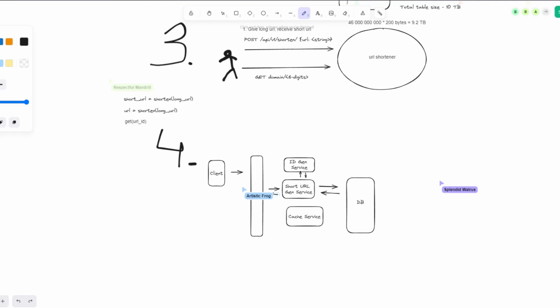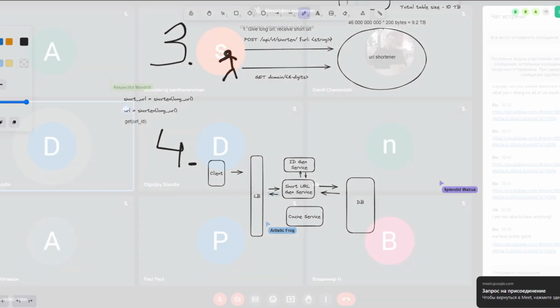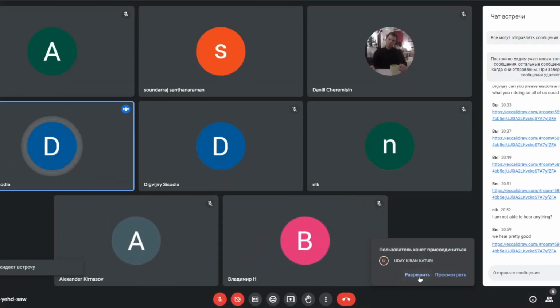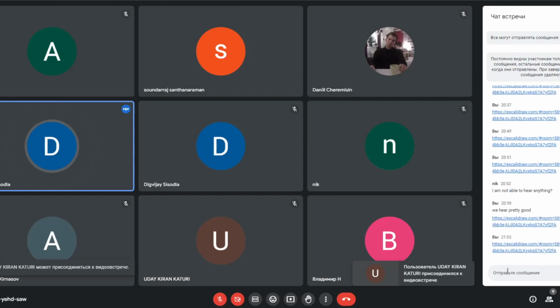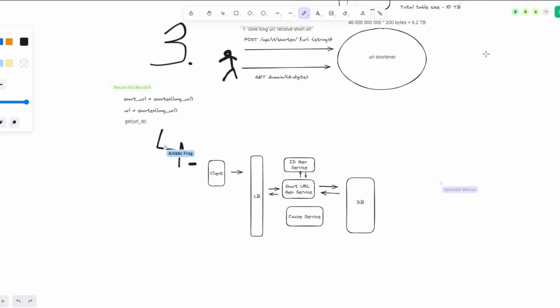Then we go through the read flow. So we go to the load balancer and it goes to the shortener service again. From there, it will go to the cache service to get the actual URL first. If it is not found, then we go to the database, get the URL from the DB, and store it in the cache.